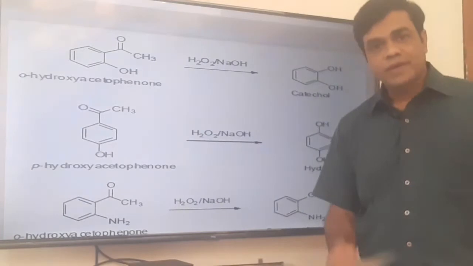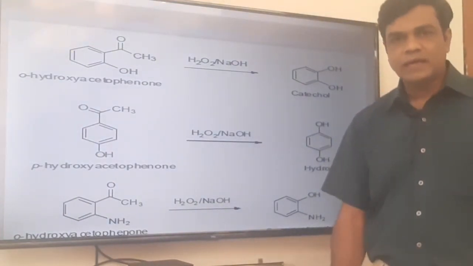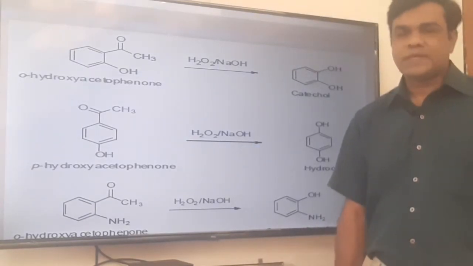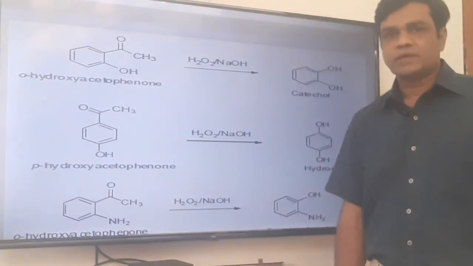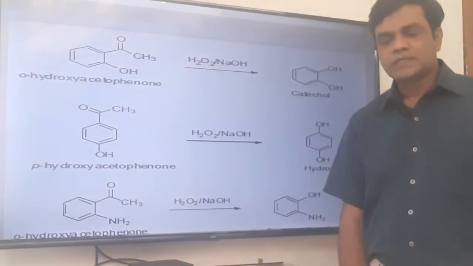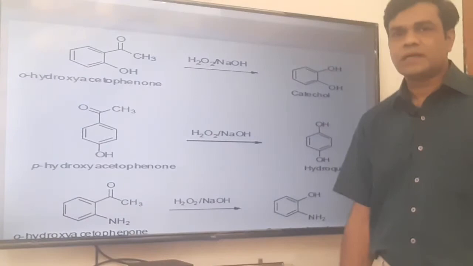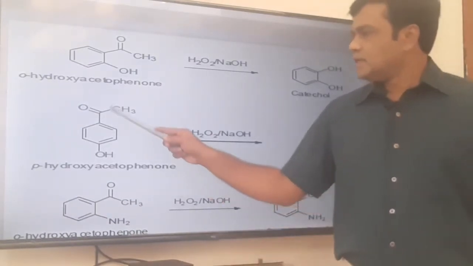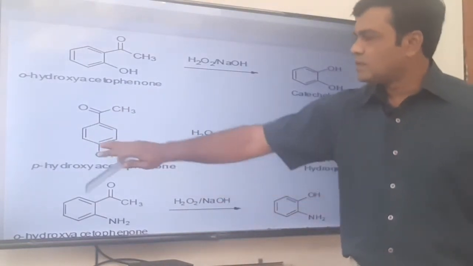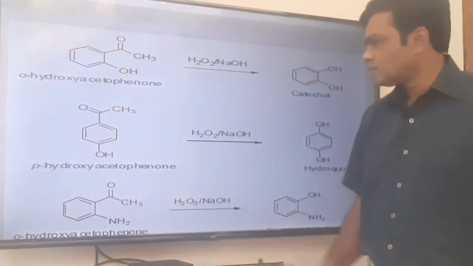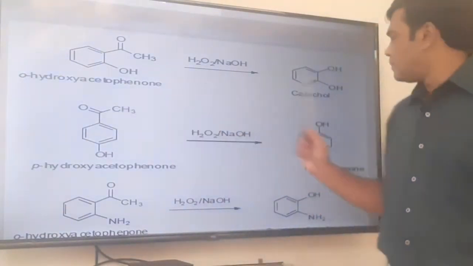It means when at the ortho position of the aldehyde group or ketone group an OH group is there, then that aldehyde or ketone is converted to OH group. Similarly, at the para position of the aldehyde or keto group, if OH is there, it is also oxidized. That aldehyde or keto group is also oxidized to OH group. That's all. See here it is a para example, para hydroxyacetophenone. It is acetophenone. At the para position of this ketonic group there is OH, so para hydroxyacetophenone. What will happen? This group will oxidize to OH.